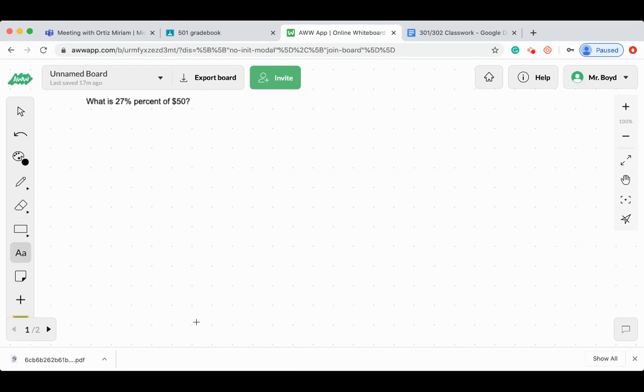Now, you may see this sometimes when you go to the store. You may see something on sale for 20% off, 50% off, and you may be wondering to yourself, what does that really mean? So today we're actually going to figure out what that means when you see a sign and it asks you to find a percent of a certain amount of money or a certain number.